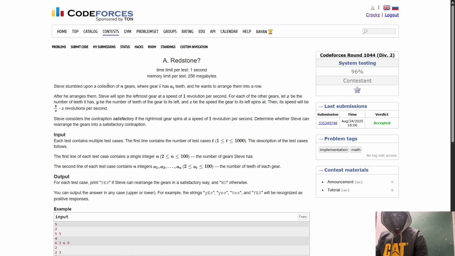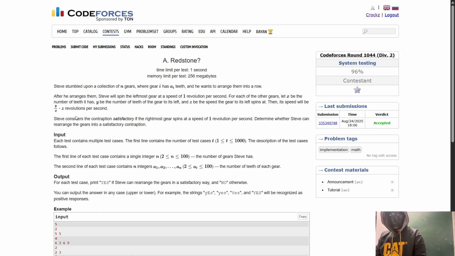Steve stumbled upon a collection of n gears where gear i has a_i teeth, and he wants to arrange them into a row. After he arranges them, Steve will spin the leftmost gear at a speed of 1 revolution per second. For each of the other gears, let x be the number of teeth it has, y be the number of teeth of the gear to its left, and z be the speed the gear to its left spins at. Then its speed will be y by x into z revolutions per second.